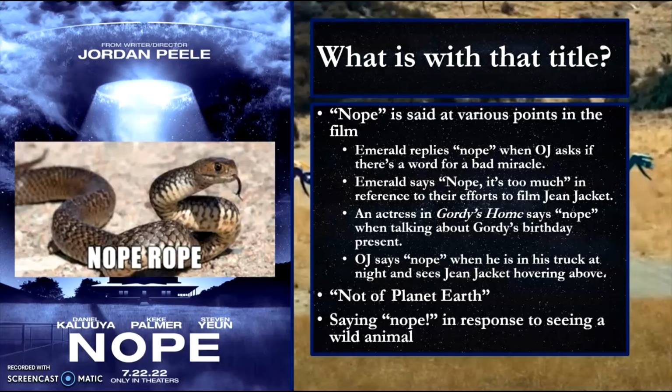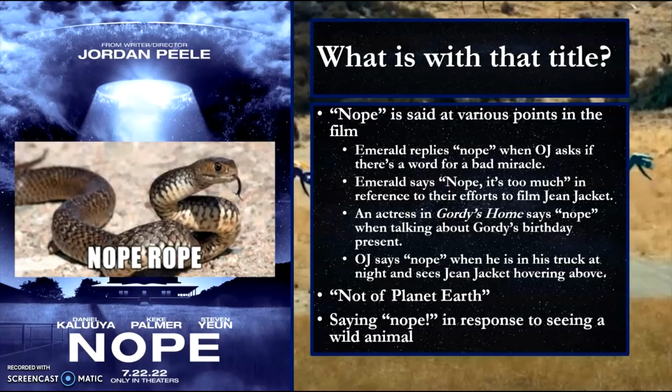It's certainly not the first thing you'd think of if you were making this movie and you wanted to name it something. So, Nope is said at various points in the movie. Emerald replies Nope when OJ asks if there's a word for a bad miracle. And I think that sort of ties into what I was talking about before with the mystery of nature. It's really unpredictable and mysterious and is not something we can control even if we want to. Sometimes a bad miracle just naturally will happen.